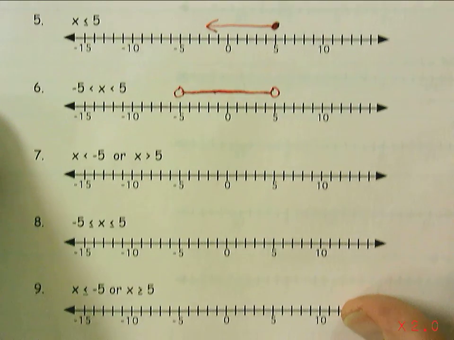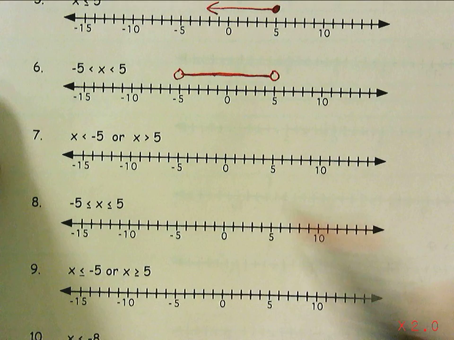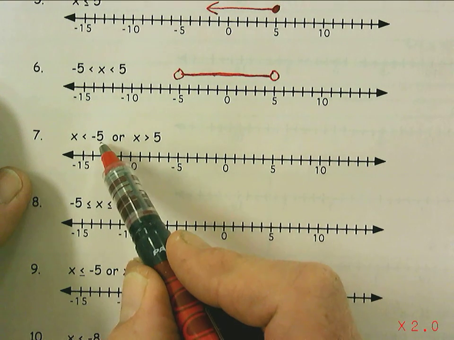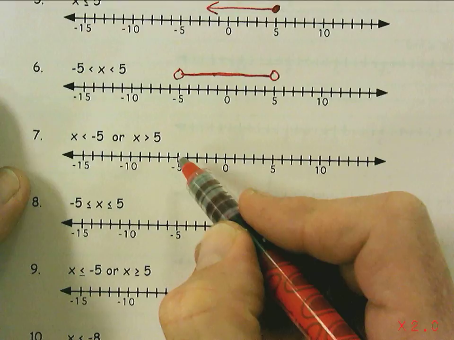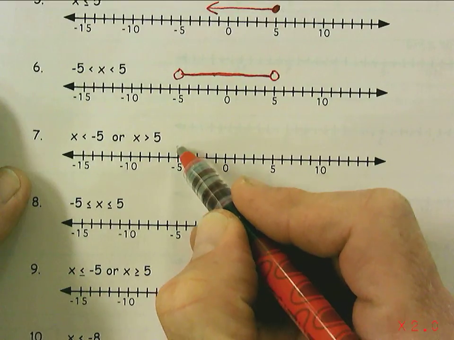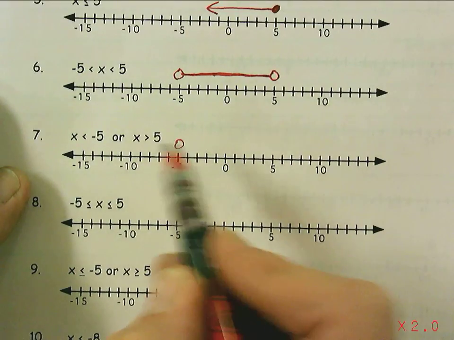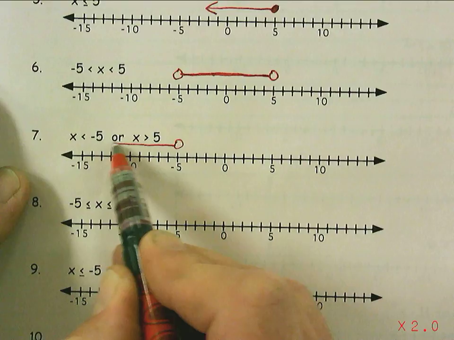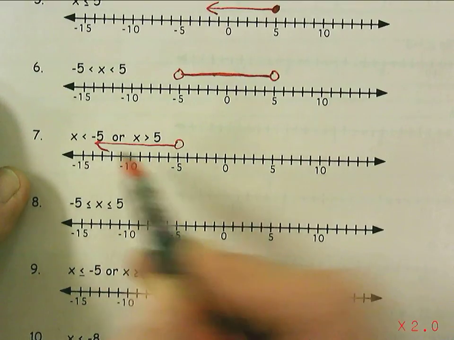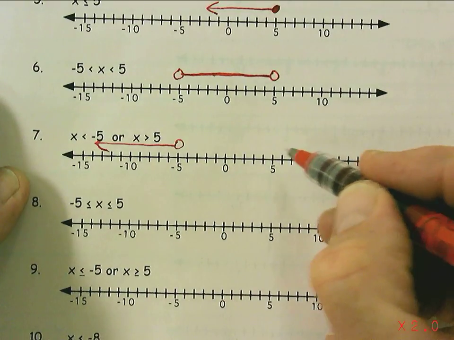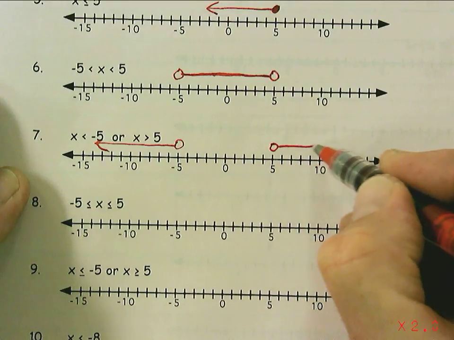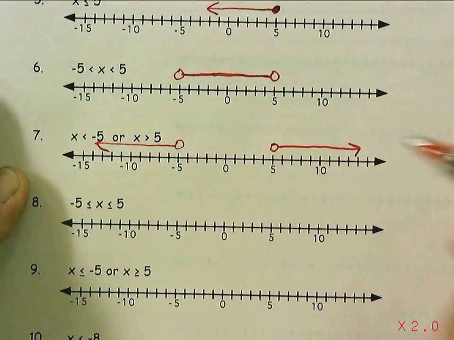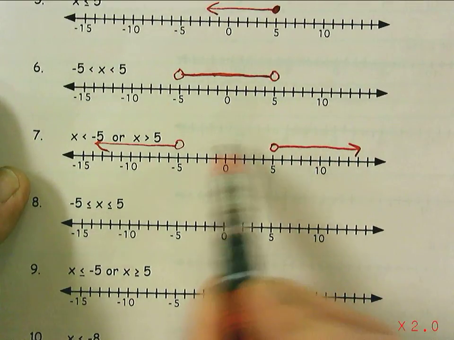And then in the next one we have an or situation. We say x is less than -5. So really we have two inequalities we're going to graph at the same time. If x is less than -5, that means it's less than that. It does not include it, so we go that way. But it's also greater than 5, so we would go this way. You can see that the only thing that x is not is this part in between.